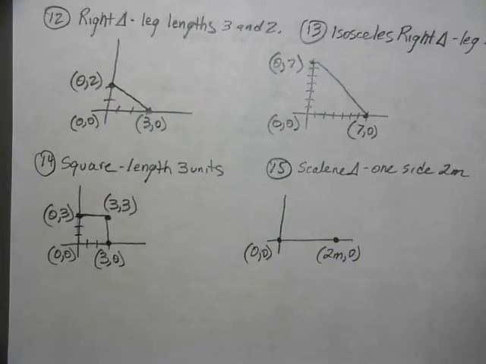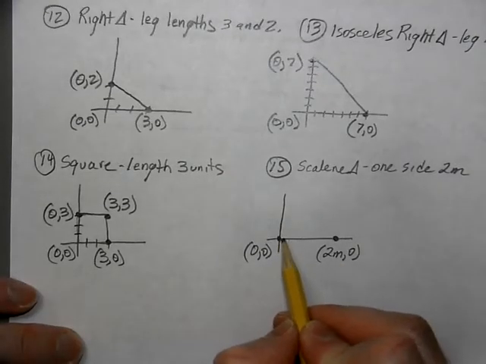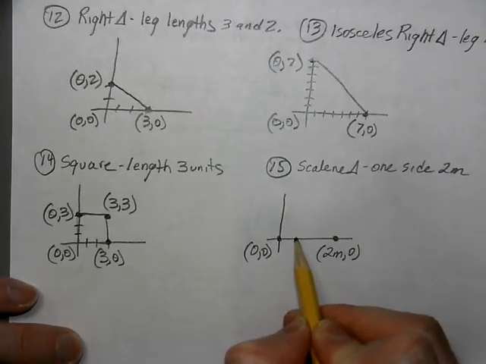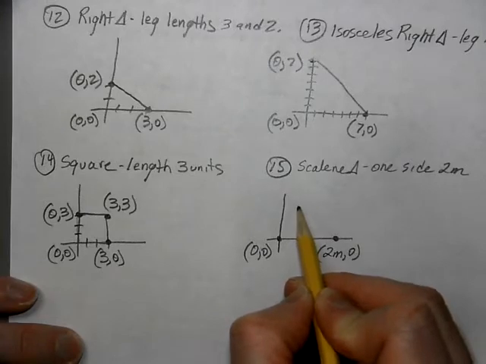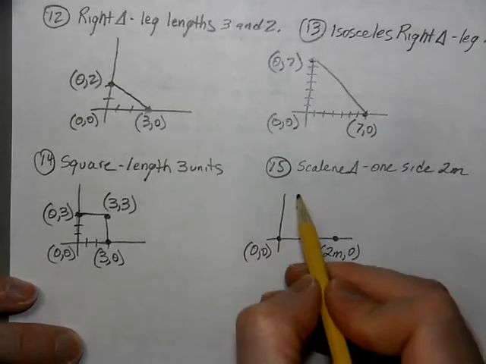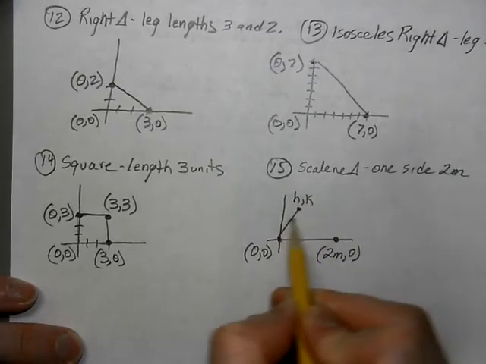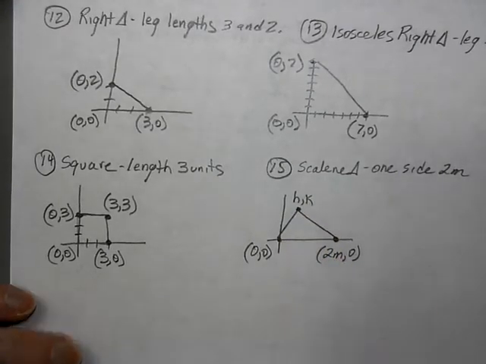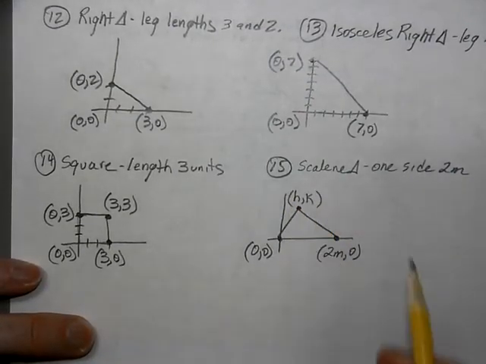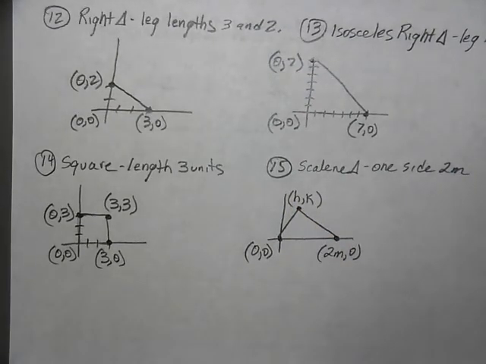And then for a scalene triangle, there's many different ways you could draw this. The 3 sides all have to be different. So I'm going to come over a different amount, and I'm going to come up another different amount. So we can call this H and K if we want. R and S, A and B, any 2 letters you desire. They're not related to the 2m.